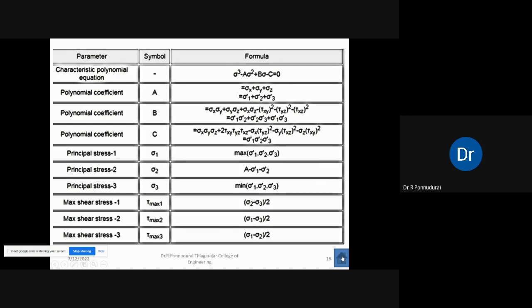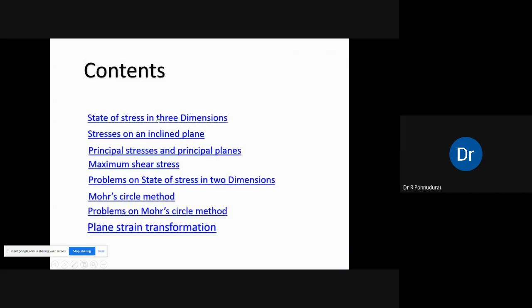So far we arrived at the principal stresses sigma 1, sigma 2, sigma 3. We know that the principal stresses are the maximum and minimum stresses. Shall we move on? Yes, so this is what we have seen so far about the state of stress in three dimensions. Okay, so next we will move on to stresses on an inclined plane.